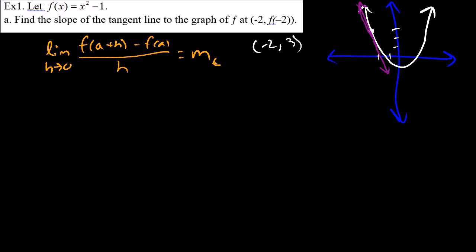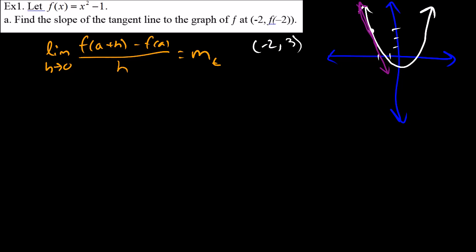As a review, this is our secant slope, and as h gets smaller and smaller, our secant slope becomes our tangent slope. So secant slope, and then we just add the limit to it. So what does that even mean? What are we even doing here? All right, so let's dive into it.